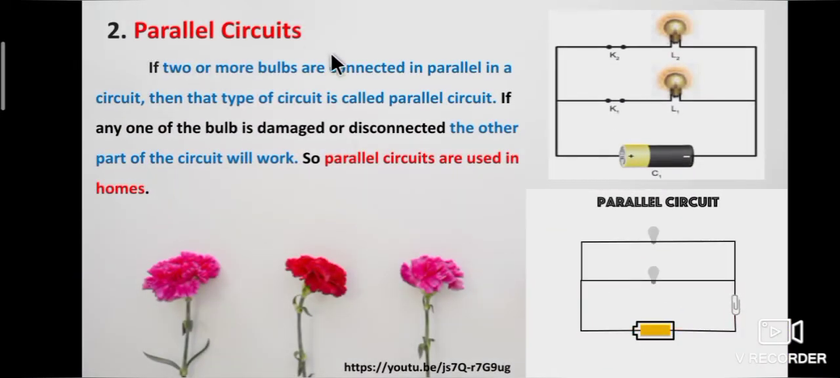Second one, parallel circuits. If two or more bulbs are connected in parallel in a circuit, then that type of circuit is called parallel circuit. If any one of the bulbs is damaged or disconnected, the other part of the circuit will work. So parallel circuits are used in homes. To know more details about types of circuits, see the link below.